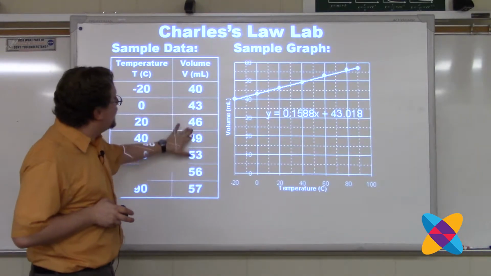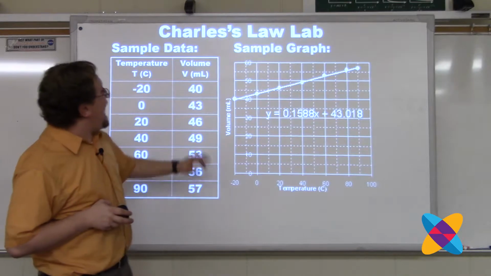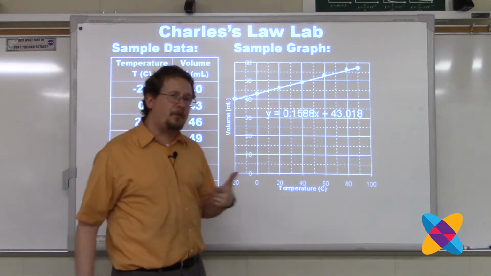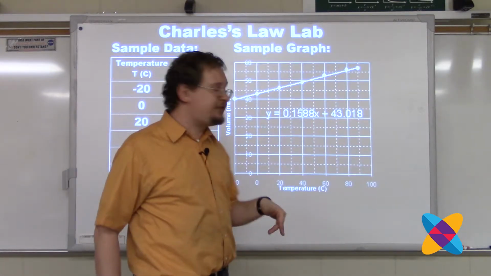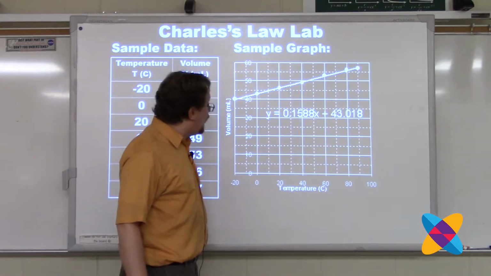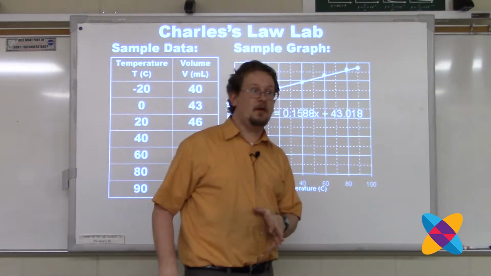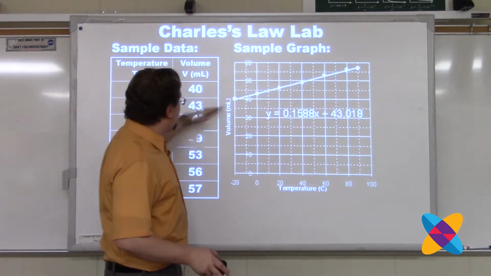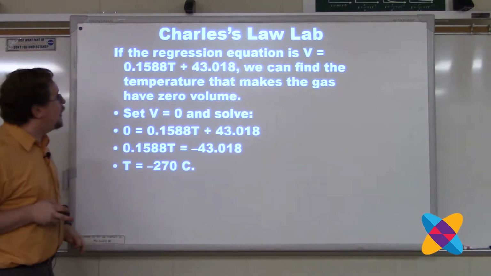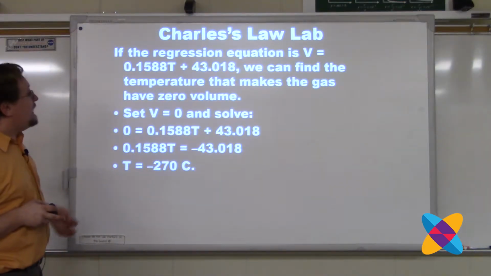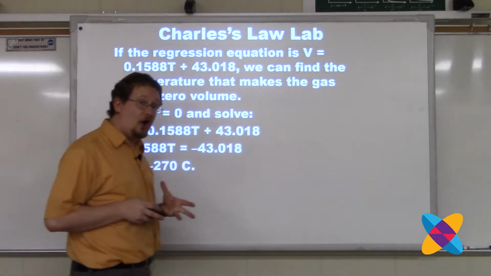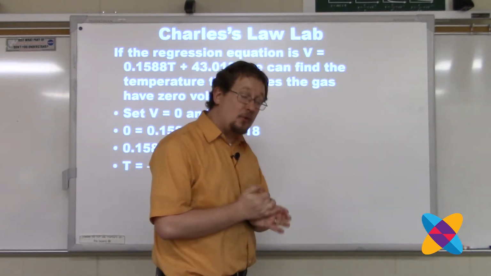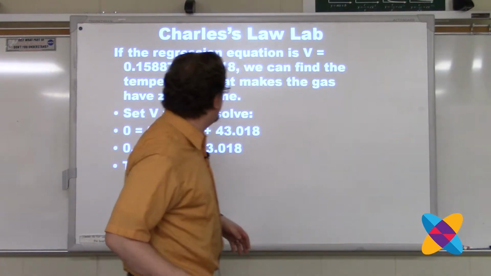And so that was the volume of the syringe, and we get a graph that's a line, but it's not a direct proportion, because the line does not go through the origin unless we define a new temperature scale so that the line will go through the origin. Okay, so what I do is I have the students solve for the lowest temperature possible. That is the temperature where the volume of the gas would reduce to 0.